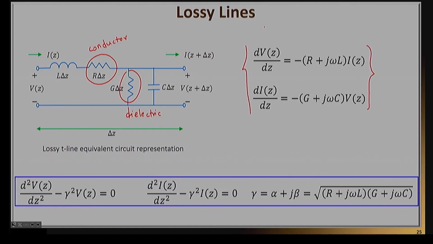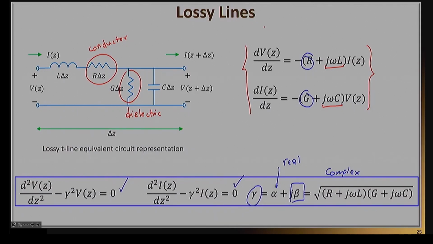So in addition to jωL that we had before and jωC, we also now have R and G. So the telegrapher's equations become a little more complicated, and that means the wave equations for the voltage and the current become more complicated, in the sense that now the propagation constant gamma is not just jβ, not just an imaginary number, but it has a real part as well. So gamma is now a complex number, as clearly shown explicitly by this equation here.